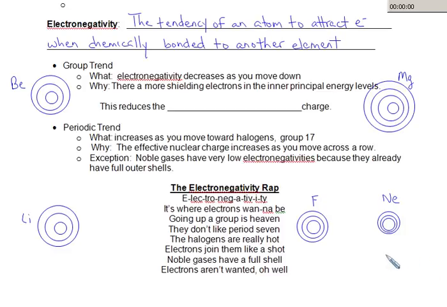Chapter 14, we're going to be talking about electronegativity. This is another of the periodic trends. This is the tendency of an atom to attract electrons when chemically bonded to another element. So we're going to look at two trends. We're going to take a look at the group trend, so that's what happens when you go up and down, so vertical. And we're going to take a look at the periodic trend. That's what happens as you move across a period.